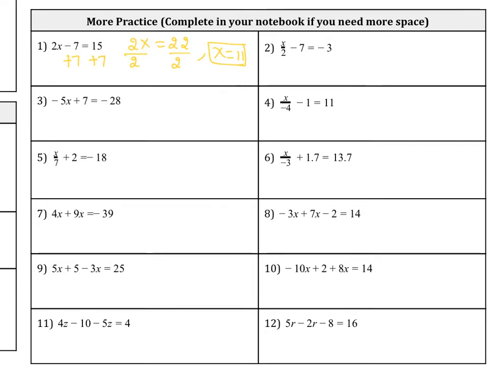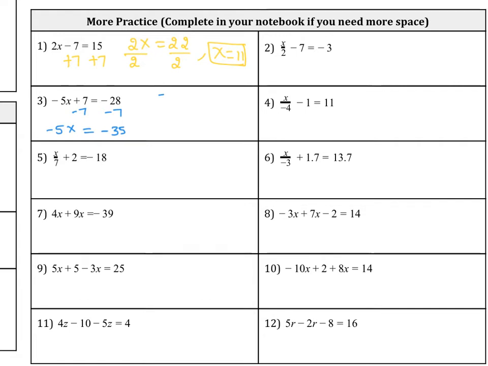Example number 3. Negative 5x plus 7 equals negative 28. Now we are going to solve for x. So first we are going to remove the 7, and the opposite operation for addition is subtraction. So subtract 7 on both sides. You're going to get negative 5x equals, when you have two negative numbers, you're going to add them and keep the negative sign. So 28 plus 7 is 35 with negative sign. You're going to get negative 5 times x equals negative 35.